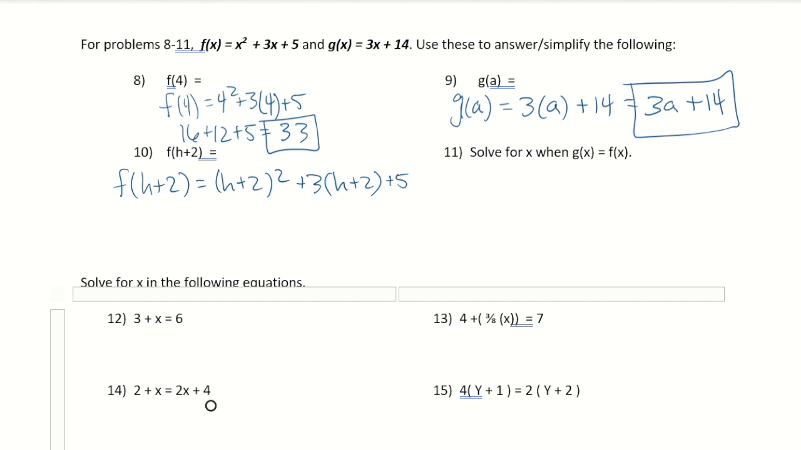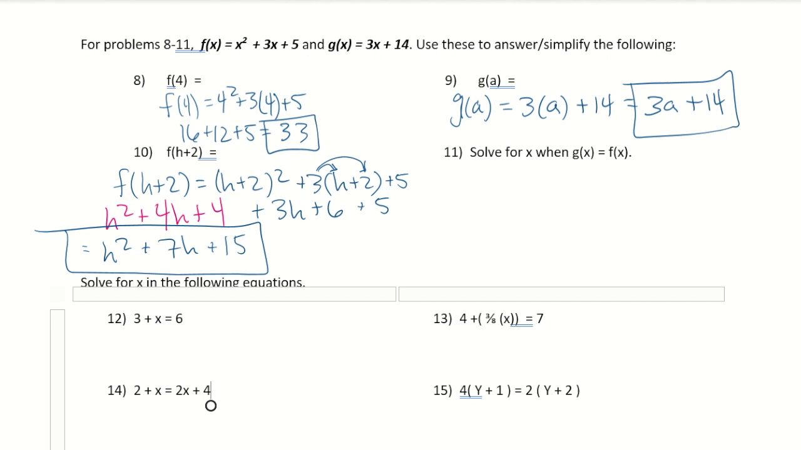So then we want to do h plus 2 squared first, which is going to be h squared plus 4h plus 4 by foiling, and then you get plus 3h, distribute that 3, plus 6, plus 5, and then you're just going to combine all like terms. So you get h squared plus 7h plus 15.